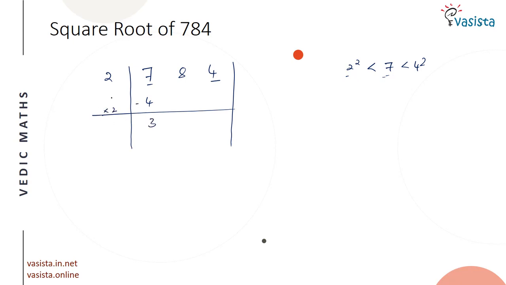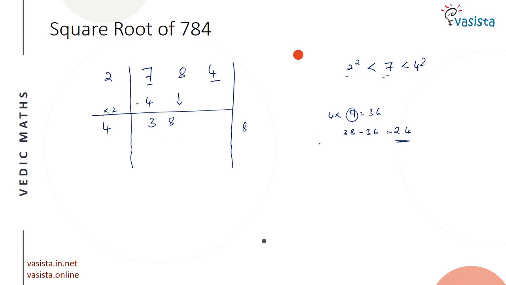So multiply by 2. 2 twos are 4. Now bring down 8, making 38. Now what are you supposed to do? Divide this number by 4. 4 nines are 36. 38 minus 36, you are going to get 2, and you will bring down 4. But what happens here? This 9 square is not going to be subtracted from this 24. So that's what I'll do with 8.